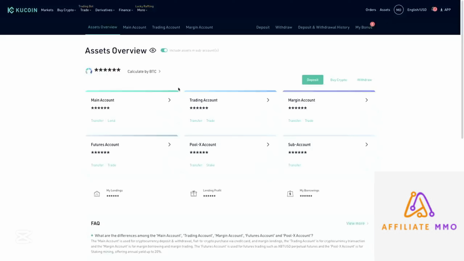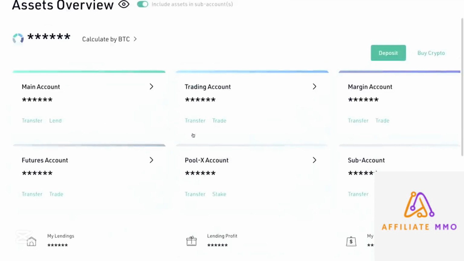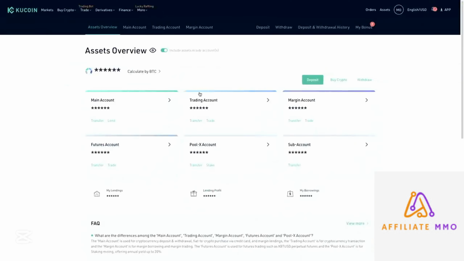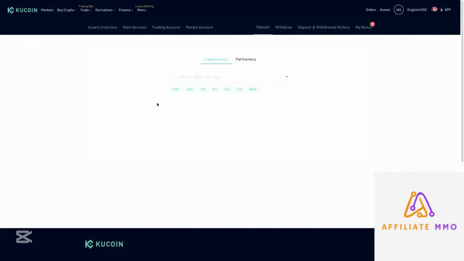So what we can see is the transfer button here, and that's completely free. So when you're transferring crypto between your accounts in Kucoin, it's free and instant. They're just switching it between your internal accounts, so you're not using the blockchain, and you won't be paying any fees. Come over to deposit, and then choose the crypto that you want to deposit.